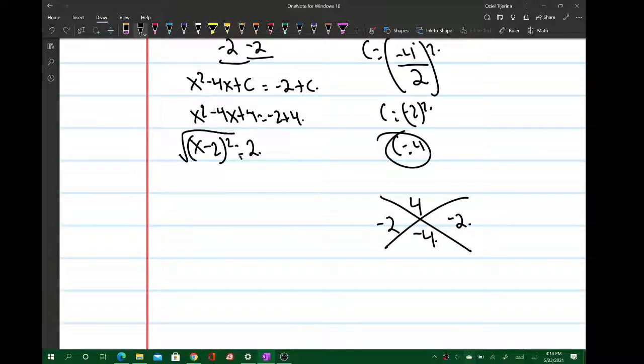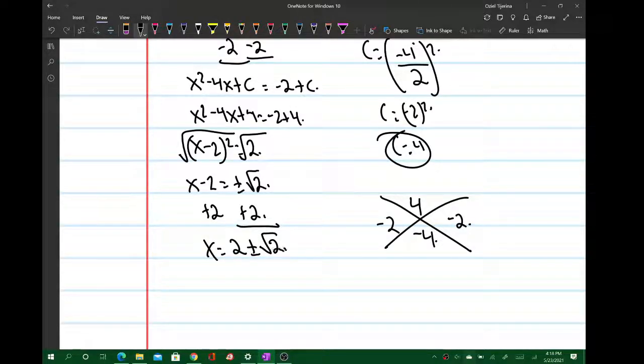Then you would take the square root of both sides. You would say x minus 2 equals plus or minus square root 2. And then you would add 2 on both sides. You would say x equals 2 plus or minus square root of 2. So your solutions are x equals 2 plus square root 2 and x equals 2 minus square root 2.